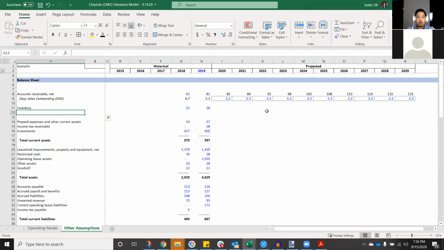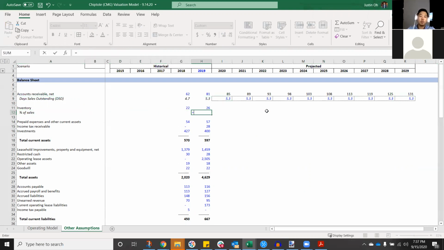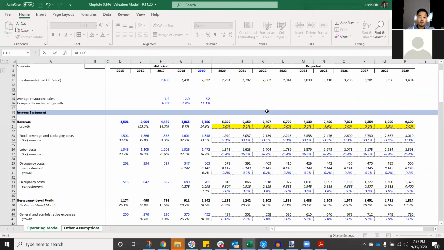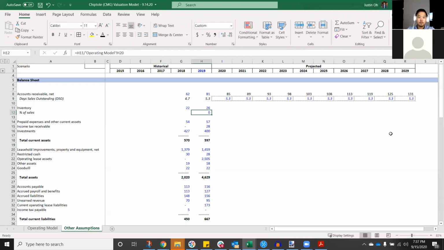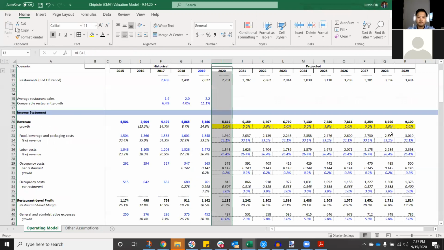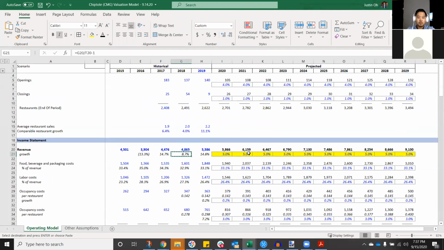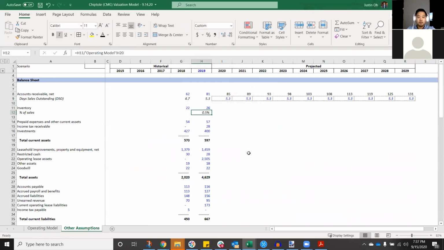Inventory, to me, is usually done as a percentage of sales, because the more you sell, the more you have to keep in storage or in inventory to sell. So, copy this percentage sign. Okay, that's actually pretty surprising that they don't keep much inventory. I guess they must get fresh food and use it that day. Interesting.